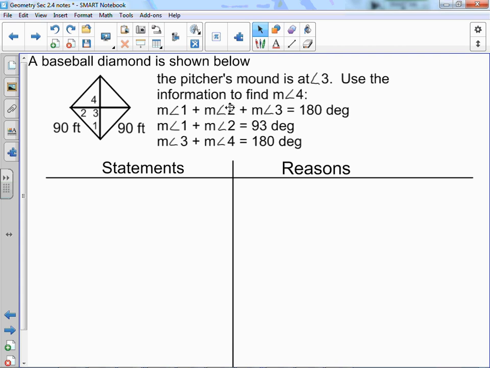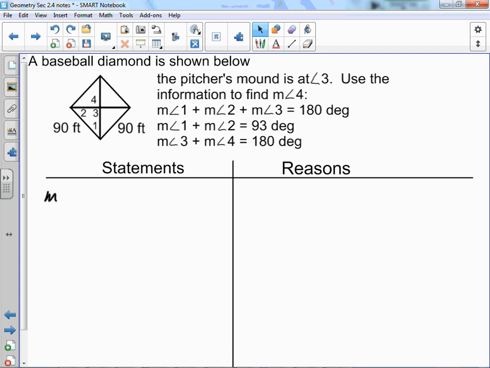All right, so the measure of angle 1 plus the measure of angle 2 plus the measure of angle 3 equals 180 degrees. Measure of angle 1 plus the measure of angle 2 equals 93 degrees, and the measure of angle 3 plus the measure of angle 4 equals 180 degrees. And so whenever they give us multiple pieces of information, we go ahead and put them in there. We usually start with one and then see where we can go with that piece of information.